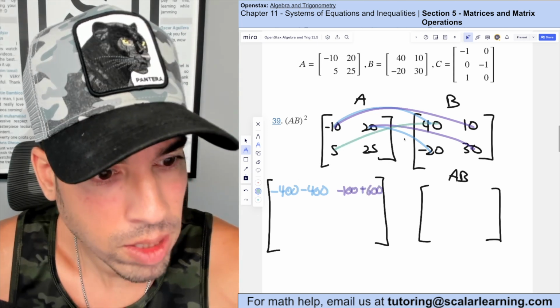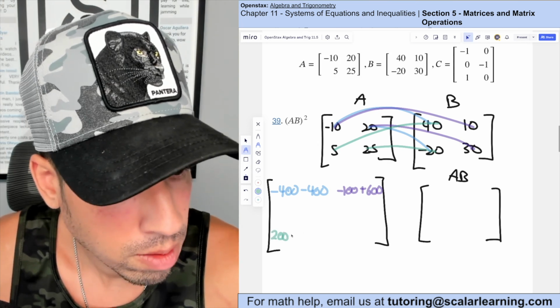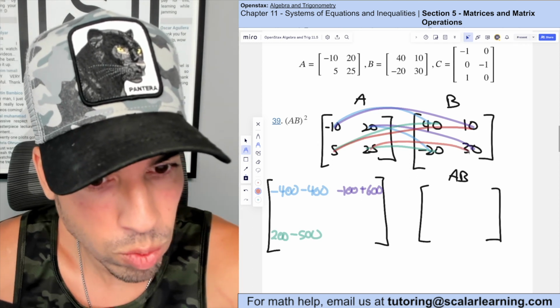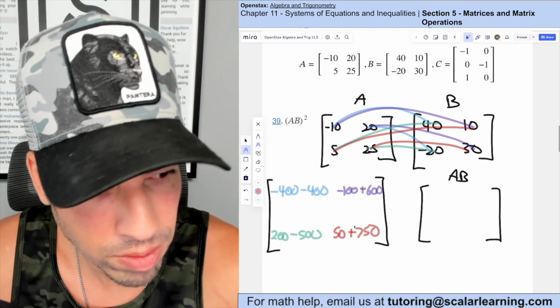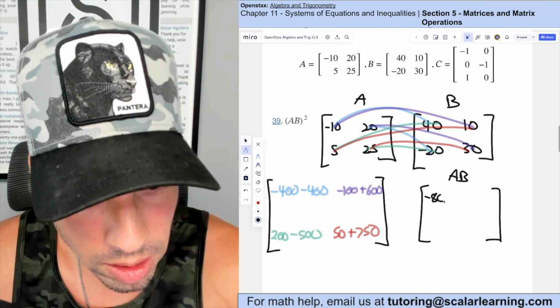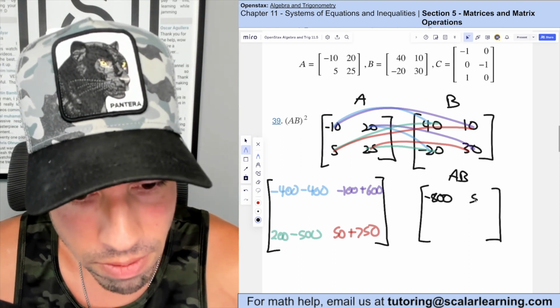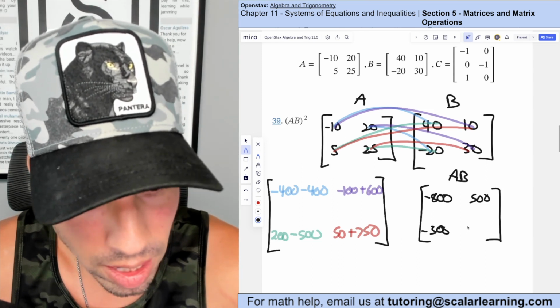Then we got 5 times 40 plus 25 times negative 20. That's 200 minus 500. Last but not least, we got 5 times 10 plus 25 times 30. That is 50 plus 750. So now we have AB, let's add everything up, in the position. So we got negative 800 there. We got 500 here. We got negative 300 here. And then we got 800 here.